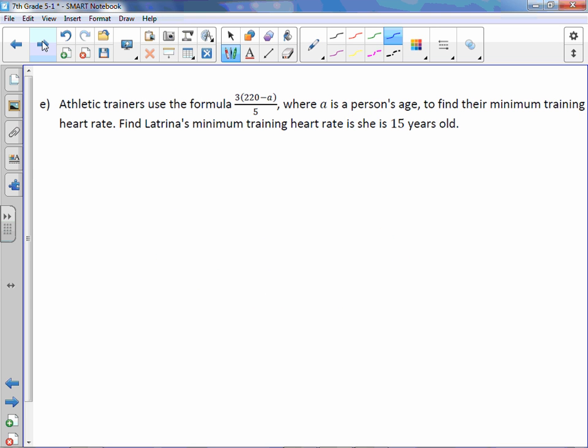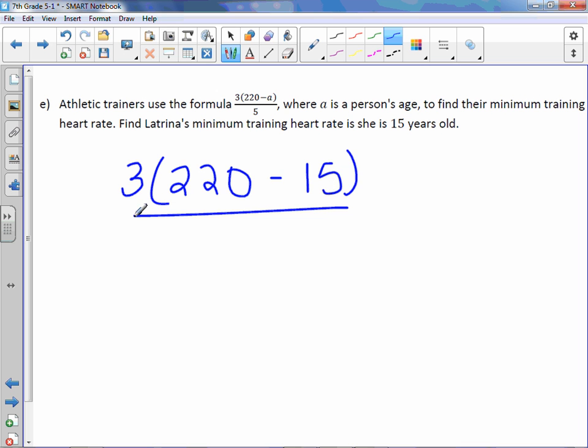Letter E. Athletic trainers use the formula 3 times the quantity 220 minus A all over 5, where A is a person's age, to find their minimum training heart rate. Find Latrina's minimum training heart rate if she is 15 years old. So really we're going to take this expression and plug in 15 where A is.